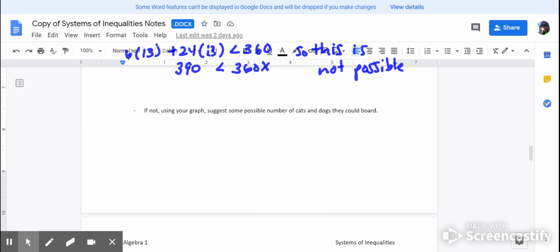So if we don't use our graph to suggest the number of possible cats and dogs they could board, this is where we're going to have to use our different methods, whether we want to use our elimination method or a substitution method, that is completely up to you. But you want to be able to find the total amount. And again, you can refer to the image that is in Google Classroom to see the work.